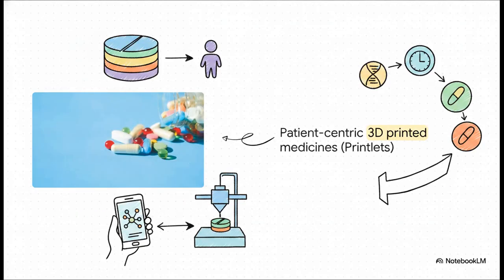They also love to ask about printlets. These are customized 3D printed medicines that release multiple drugs at optimal times for a specific patient. So instead of just a generic one-size-fits-all pill, hospitals can use a patient's exact data to 3D print a single combined dose. It releases different active ingredients precisely when that specific body needs them. It's known as patient-centric medicine, and it's pretty incredible.